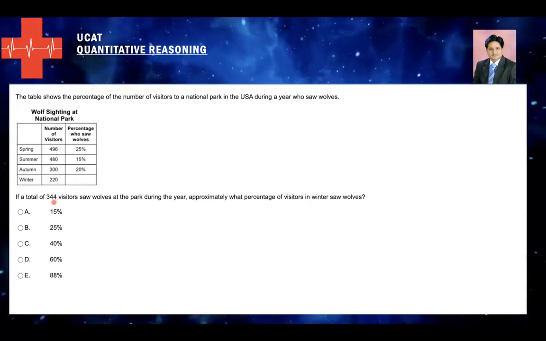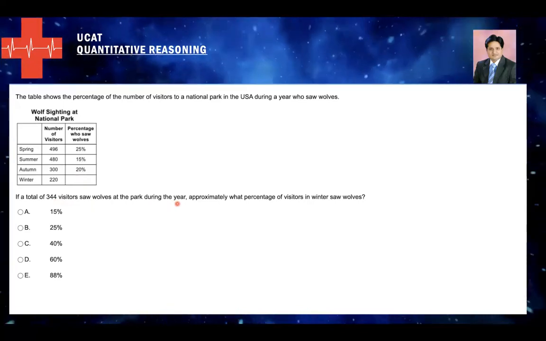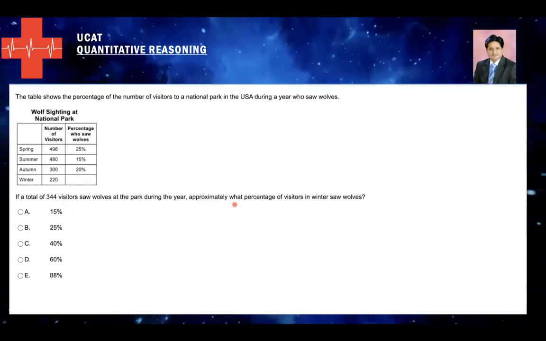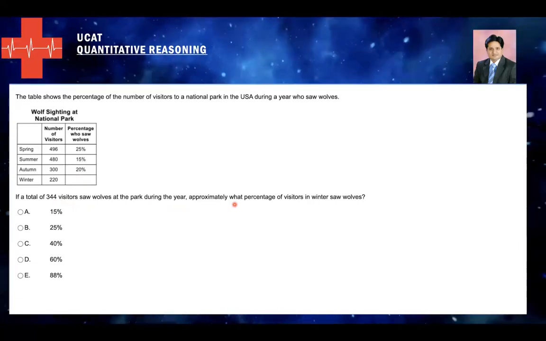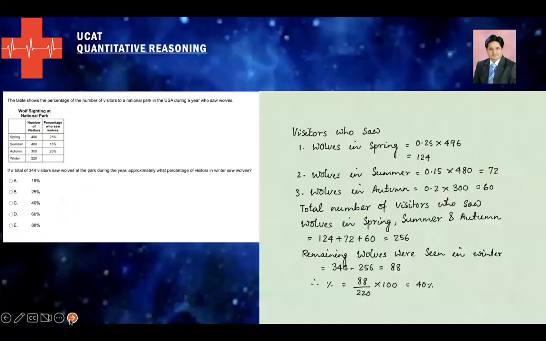So if a total of 344 visitors saw wolves at the park during a year, calculate what percentage of visitors in the winter saw wolves. So pause the video and try to attempt this question yourself. All right, here comes the solution.